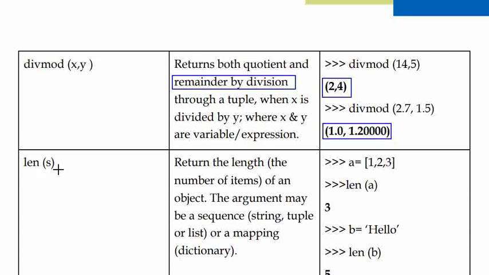len(s) returns the length, the number of items, of an object. The argument may be a sequence, a string, tuple or list, or a mapping dictionary. See, a = [1, 2, 3]. This is a list. len(a): what is the length of the list? 3 only, so it returns 3. b = 'hello'. len(b): how many characters are there? 5 characters, so it returns 5.